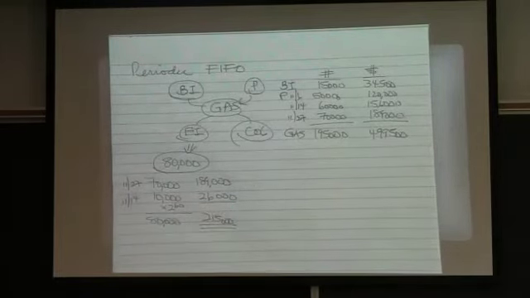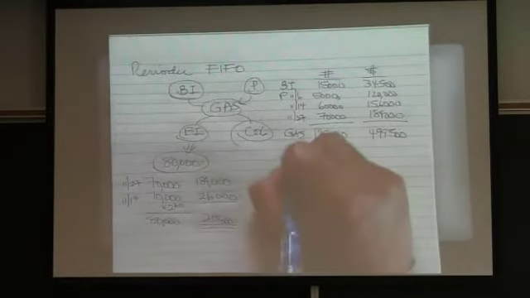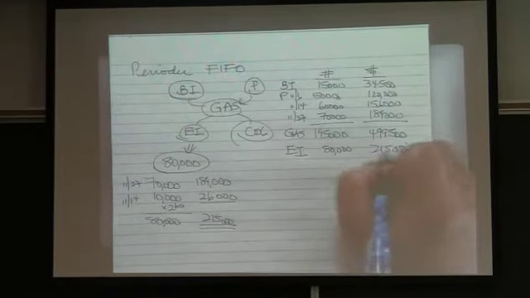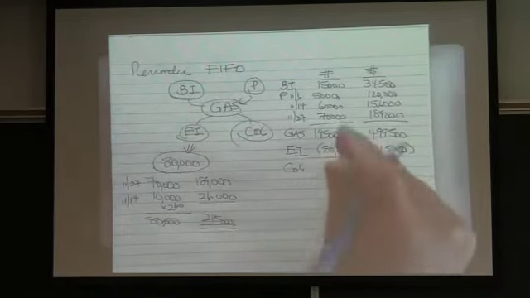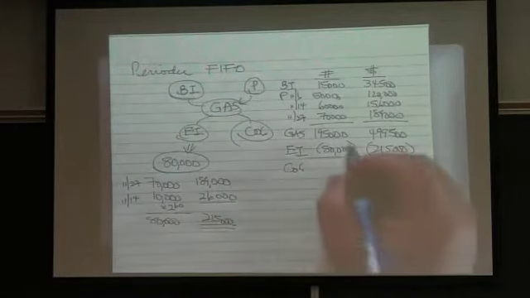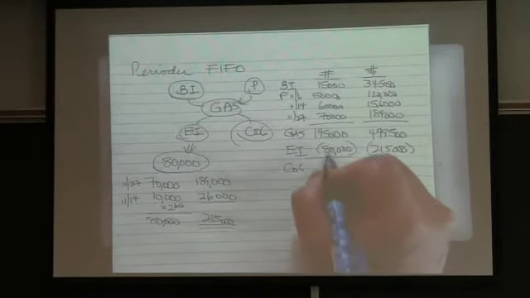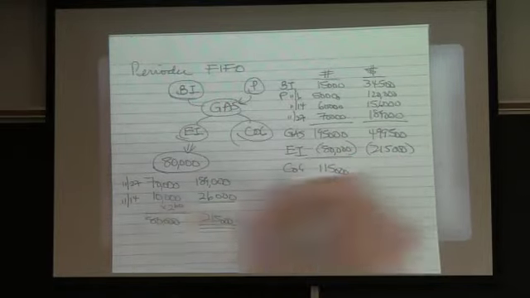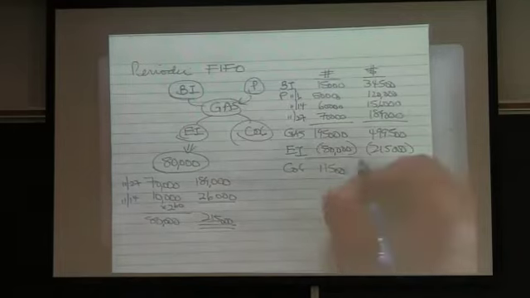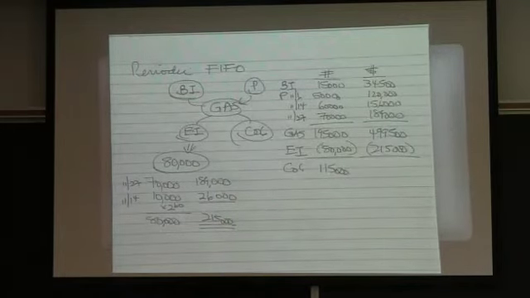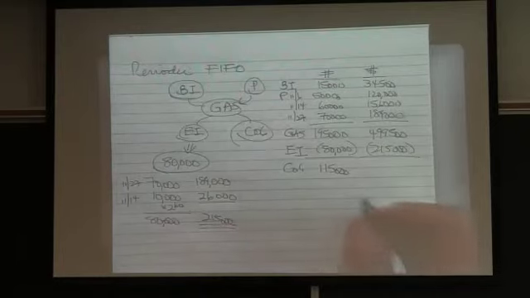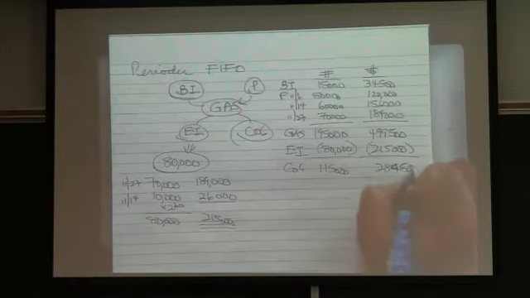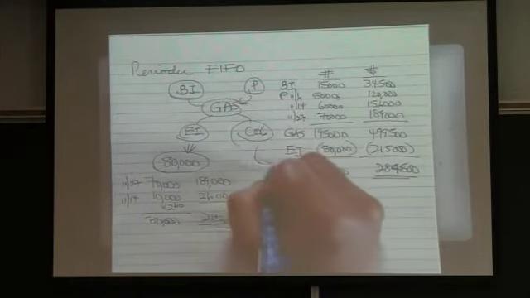And by virtue of ending inventory being 80,000 units and $215,000, that means cost of goods sold must be the difference, which in this case is 115,000 units. And the difference is $499,500 minus $215,000, which gives me $284,500. So that must be the cost of goods sold.